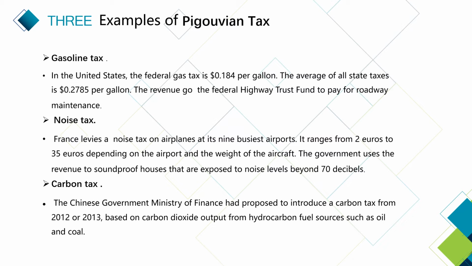In terms of gasoline tax, the United States taxes gas and the revenue goes to the Highway Trust Fund to pay for roadway maintenance. For noise tax, France taxes airplanes in terms of the noise emission. The revenue goes to soundproof houses that are exposed to noise levels beyond 17 decibels. In China, the Chinese government proposed to introduce a carbon tax from 2012 based on carbon dioxide output from fuel sources such as oil and coal.